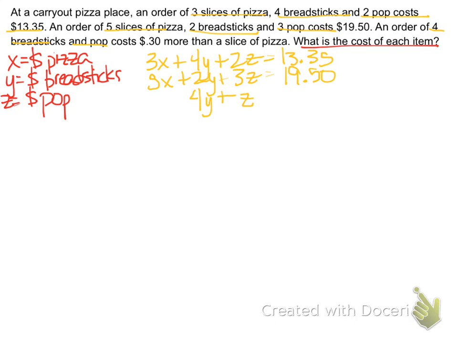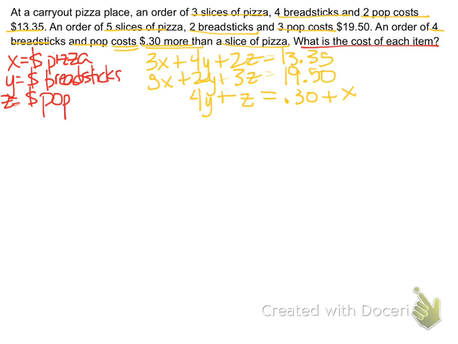So we can write that as 4 breadsticks and 1 pop. That's the price times the number again. And that costs, well, cost is the same as is, so that's what our equals is. And then 30 cents more than is going to be 30 cents added onto the price of a pizza, so the slice of a pizza.